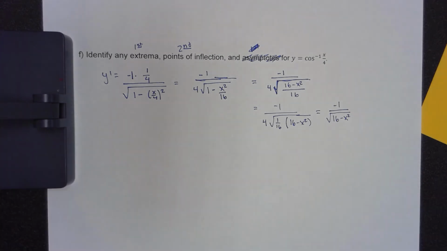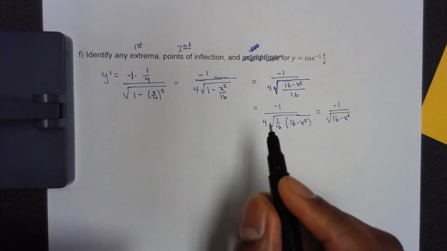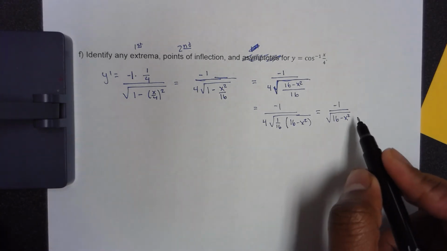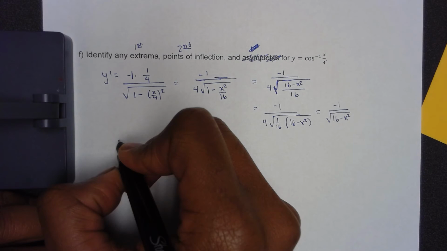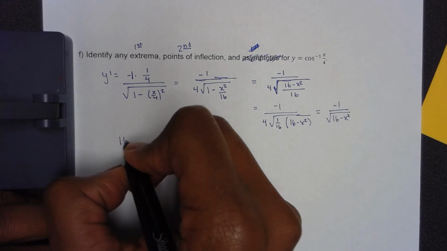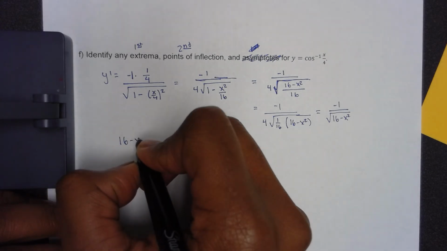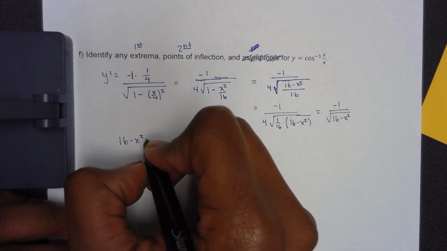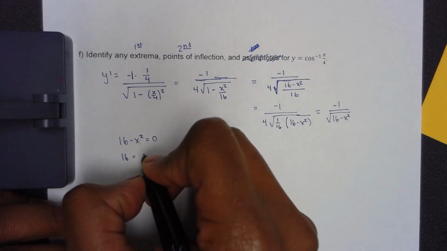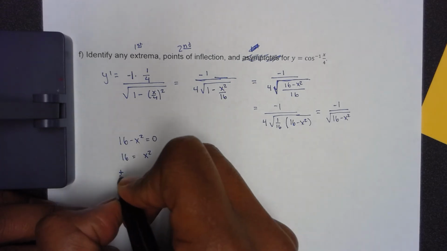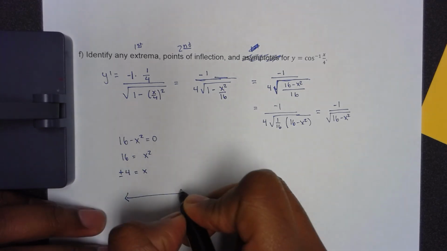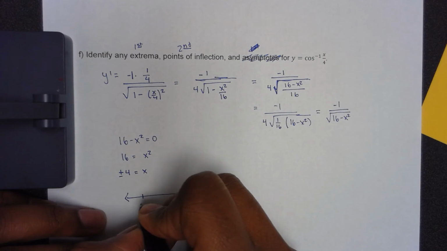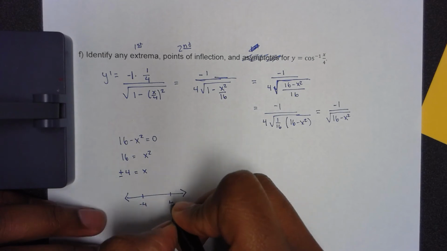Great. So to find the extrema, we need to find the critical values. Critical values occur where the derivative is either 0 or undefined. Negative 1 never equals 0, but to find where it's undefined, we set 16 minus x squared equal to 0. So we get 16 equals x squared, so plus and minus 4 equals x. So on our number line, we have negative 4 and positive 4.